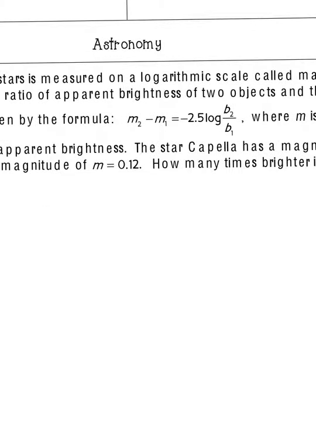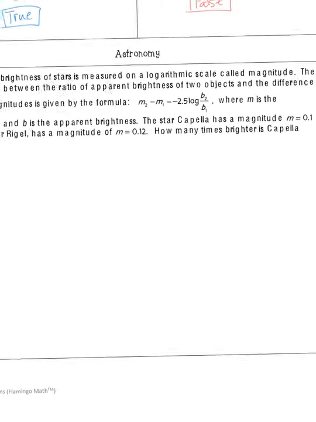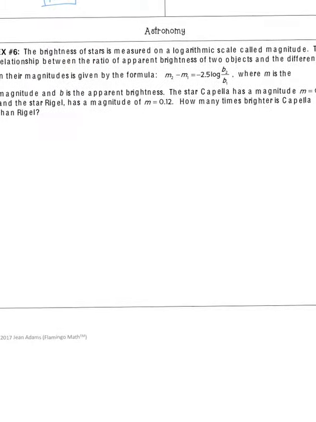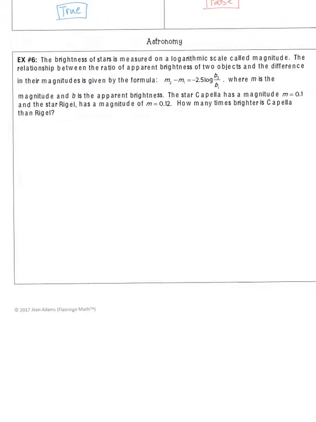Then our final problem is going to be a word problem. Joy of all joys. All right, so make it even smaller. In this particular problem, we're going to highlight some things that are important. We start off with the brightness of stars is measured on a logarithmic scale called magnitude. So this is your magnitude here. The relationship between the ratio of apparent brightness of two objects and the difference in their magnitudes is given by this formula here. So that's an important formula, and we're going to need to use that.